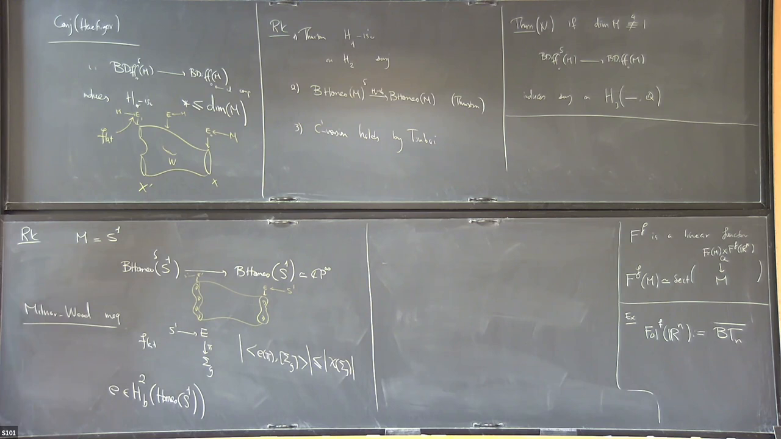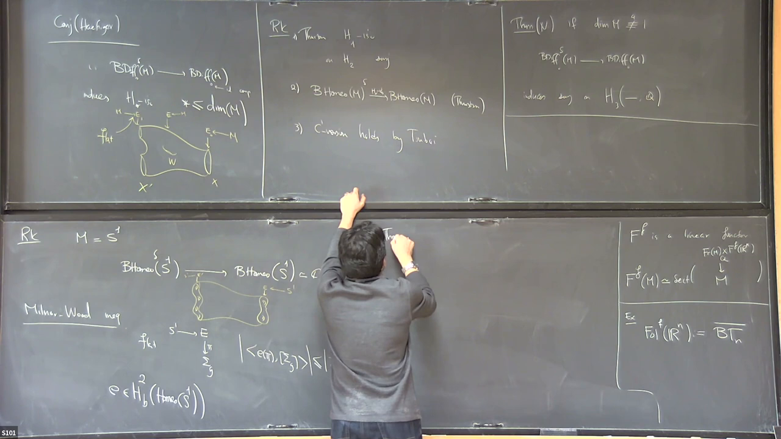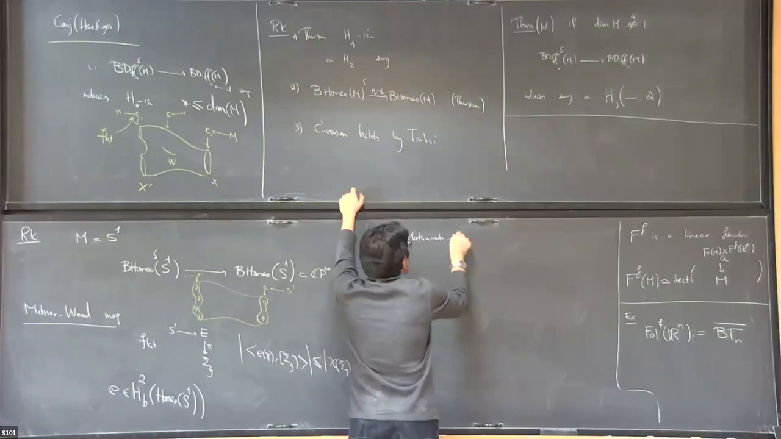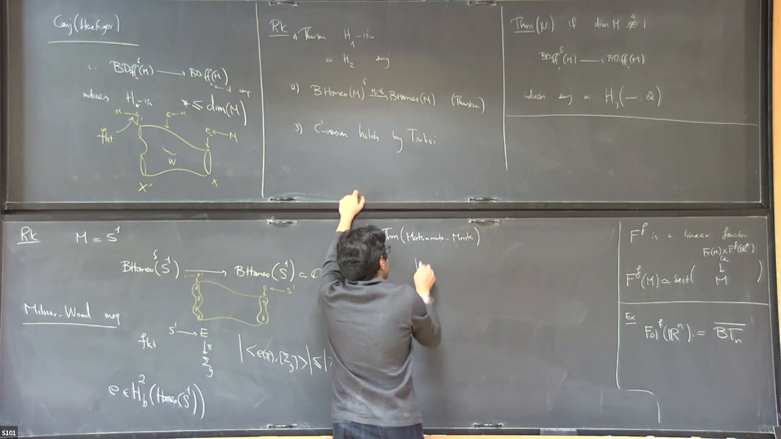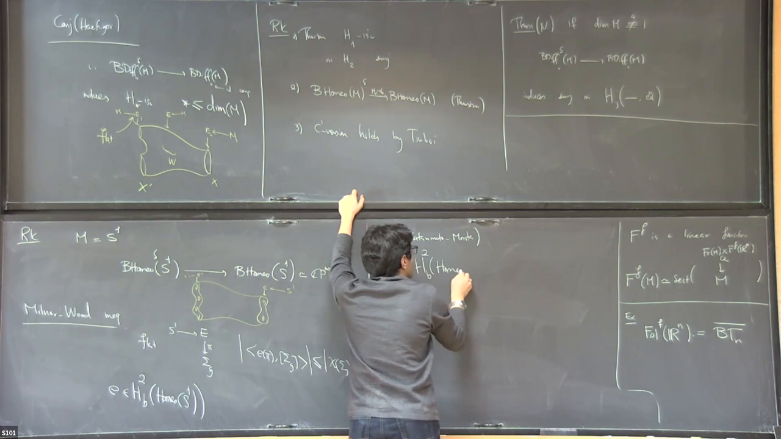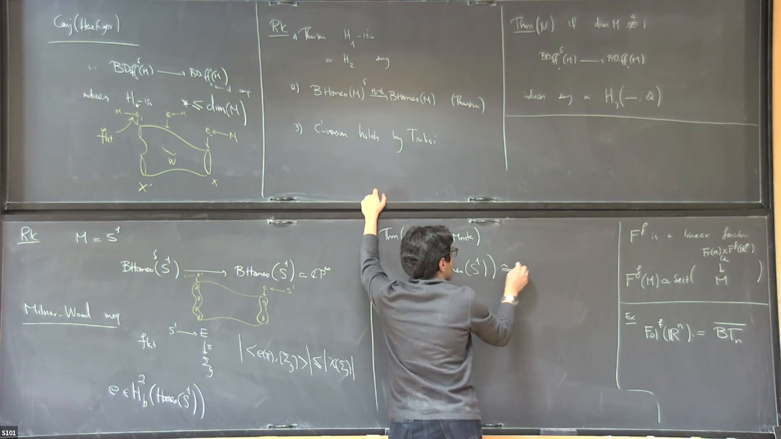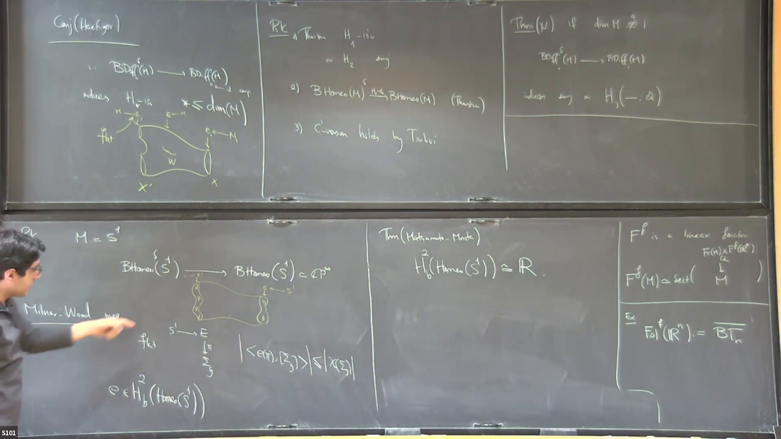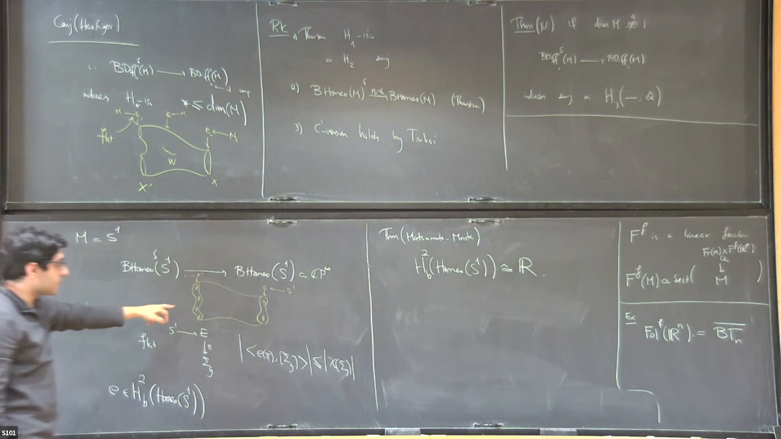And in fact, it's a theorem of Matsumoto and Rita that the second bounded cohomology of homeo is generated by the Euler class. So this is isomorphic to R. So the only thing that can be seen is the Euler class in the bounded cohomology.